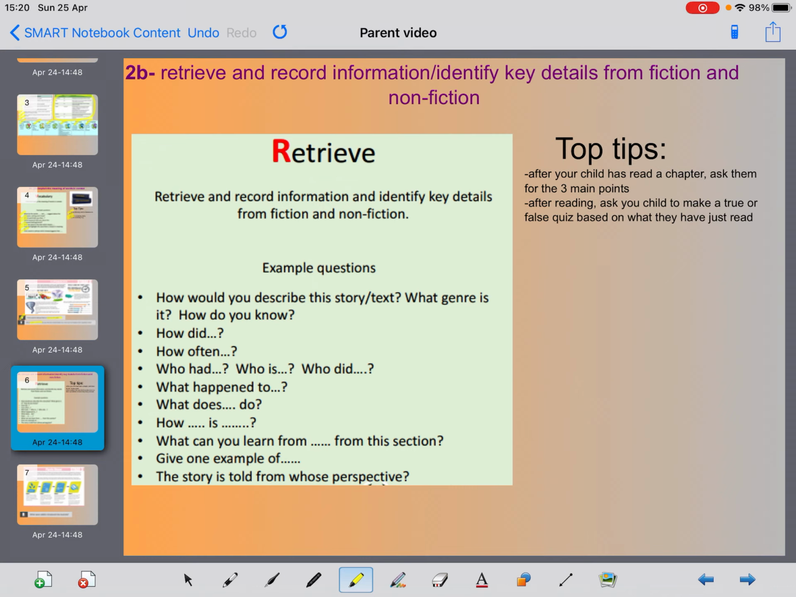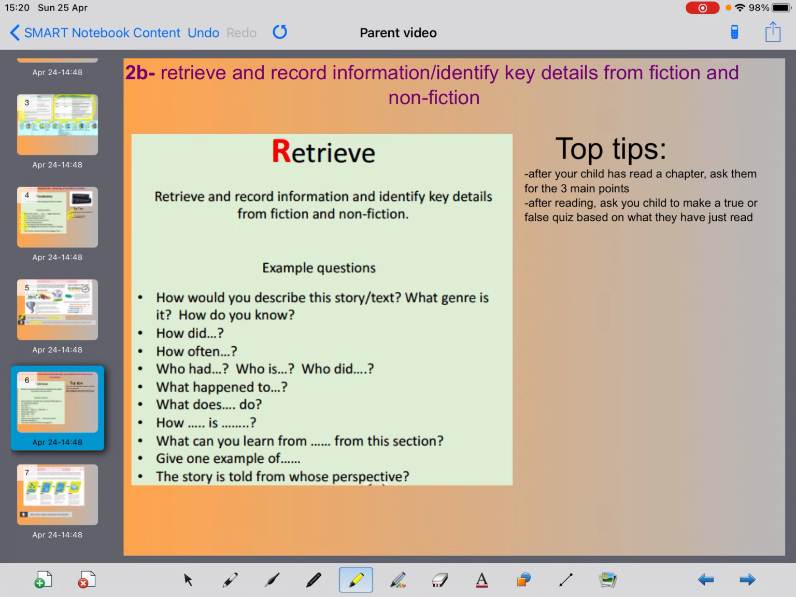Some example questions for retrieval. How would you describe this story? What genre is it? How did you know? How did? How often? Who? What happened to? What does? How? What can you learn from? Give an example of whose story is this. Which perspective is the story told from?